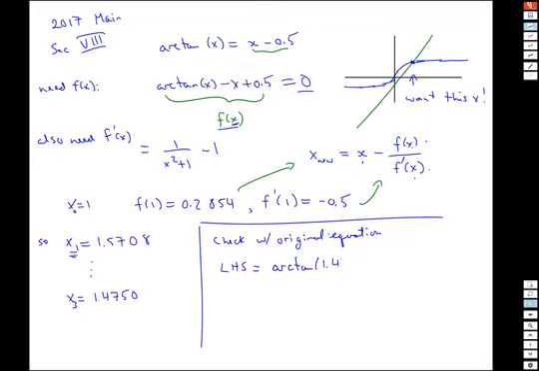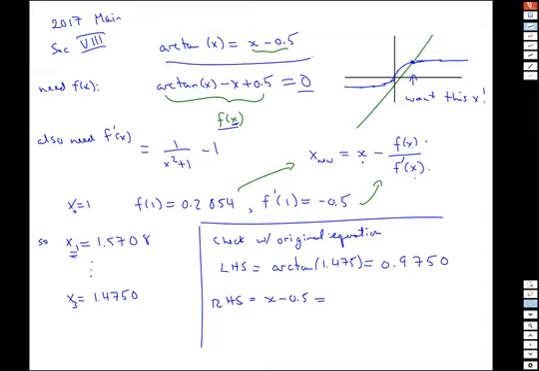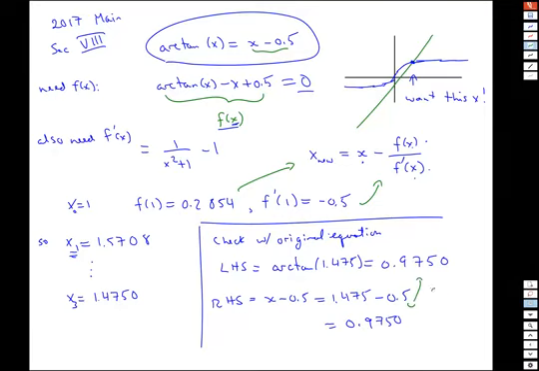So we do the arctan at 1.475, again making sure you're in radians, and shift tan 1.475. We get 0.9750. Whereas the right-hand side is our x minus 0.5. This is right from the very top of the page here. And that'll be 1.475 minus 0.5. Hey, guess what? 0.9750. So these are the same to 4 digits anyway.